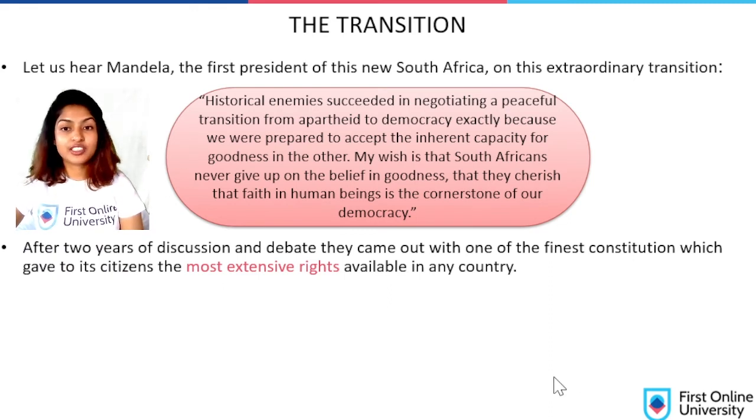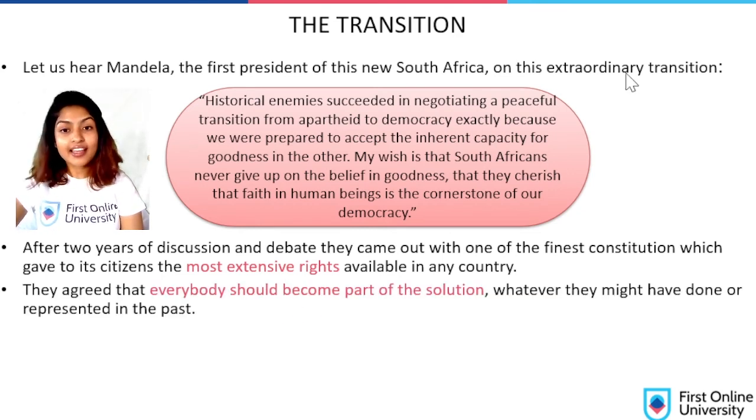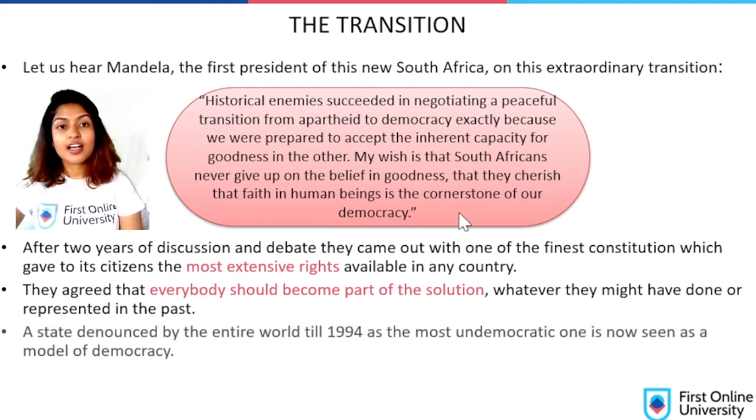After 2 years of discussion and debate, the South African nation came out with one of the finest constitutions, which gave its citizens the most extensive rights available in any country. They agreed that everybody should become a part of the solution, whatever they might have done or represented in the past. A state that had been denounced by the entire world in 1994 as the most undemocratic one is now considered a model of democracy.